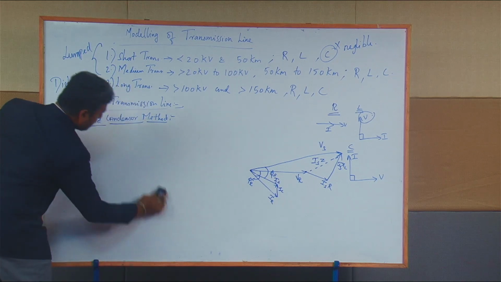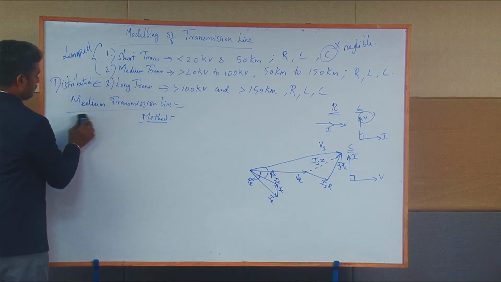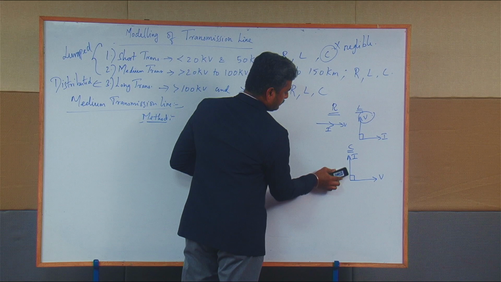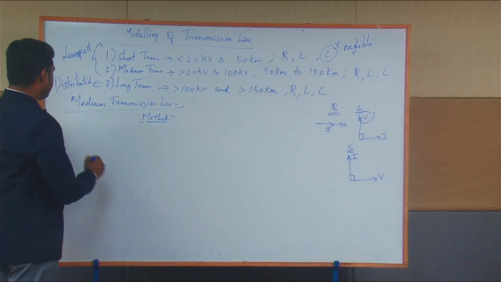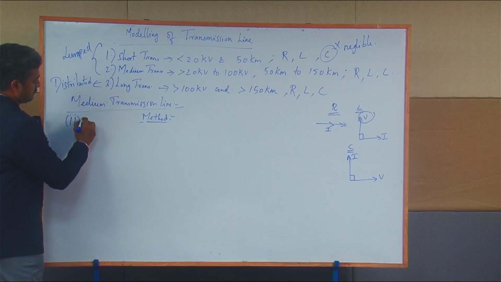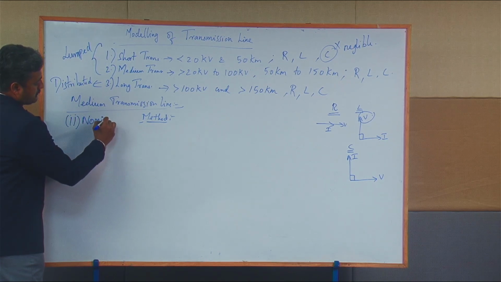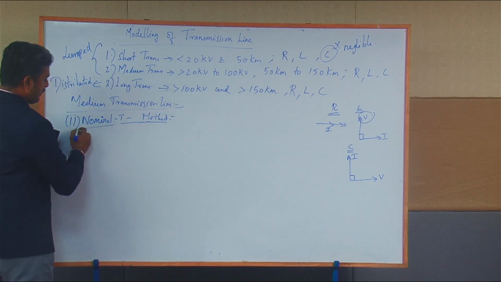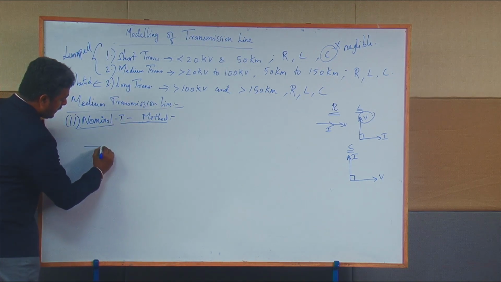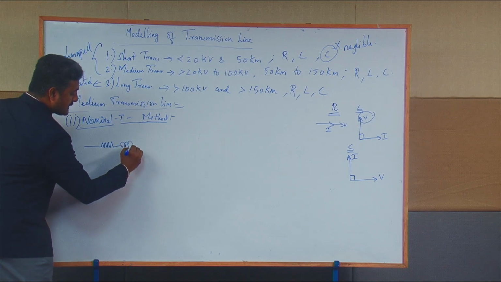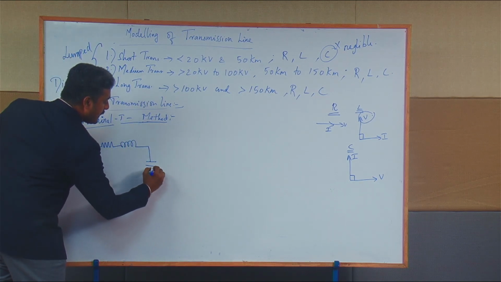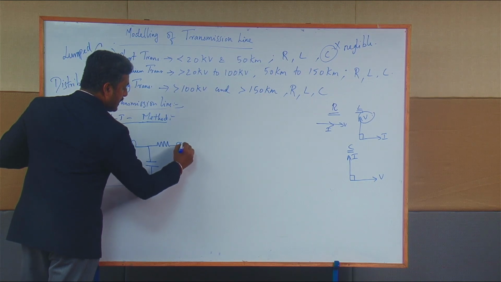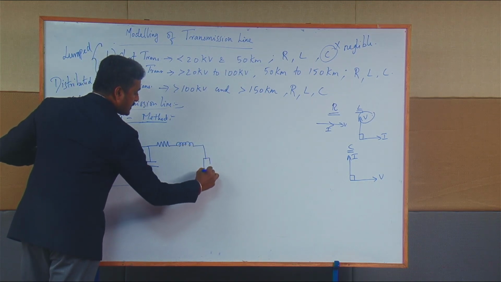Nominal T method. In a nominal T method, you will be placing the capacitance in the middle of your transmission line. You will be placing the value of capacitance in the middle of your transmission line.